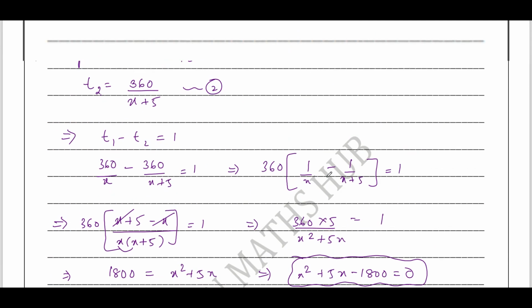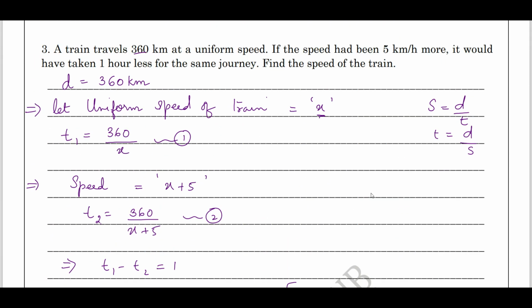You should understand the concept of speed equals what? Distance by time. The first condition, speed is x, time will be 360 by x. Next condition, speed is x plus 5, time will be 360 by x plus 5. Just change the speed. The distance will be same. The distance between 2 points will be same, only there will be change in time and change in speed. Hopefully you have understood this problem.